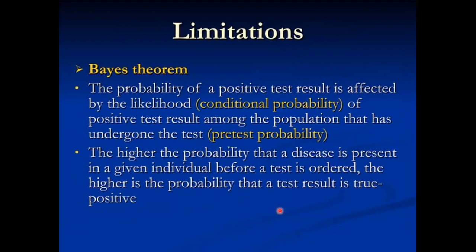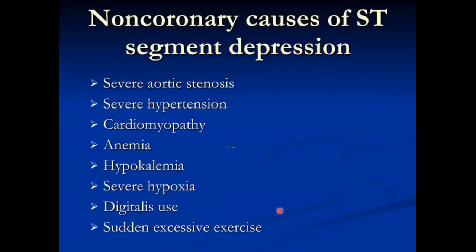And the probability of a positive test result is usually affected by the likelihood of a positive test result among the population that has undergone the test, which is the pretest probability we've been talking about earlier. So the higher the probability that the disease is present in a given individual before a test is ordered, the higher is the probability that a test result is true positive. So this is just a summary of the Bayes theorem.